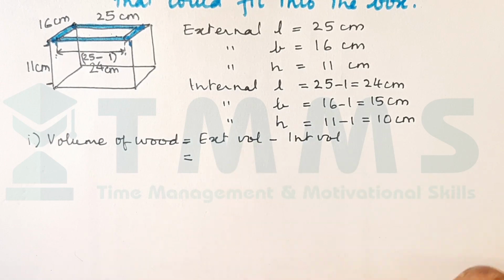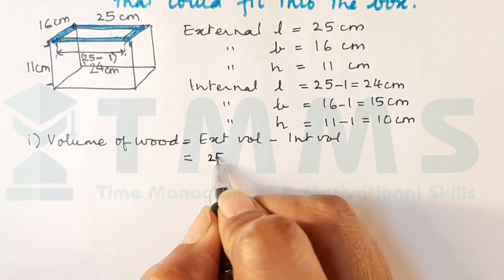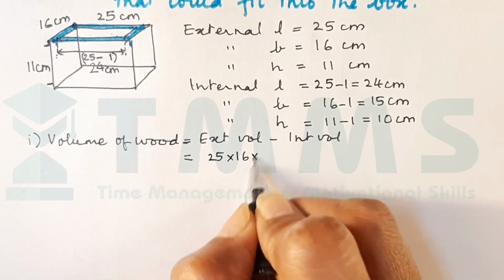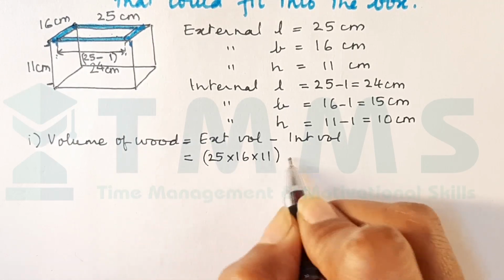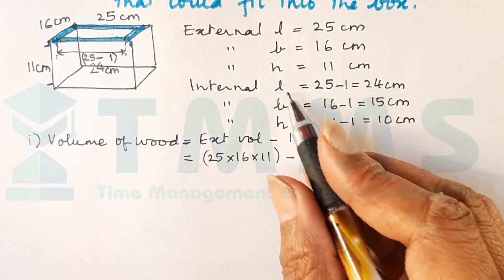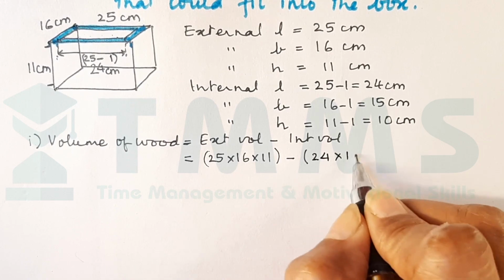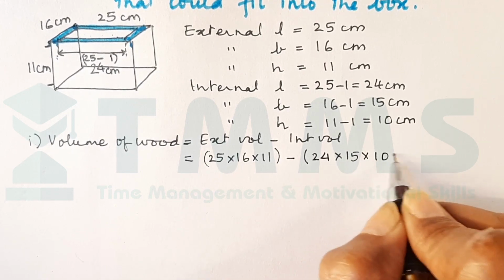Now external volume will be external length into breadth into height. That will be 25 into 16 into 11 minus internal volume will be internal length, breadth and height, the product of it. We're getting it?